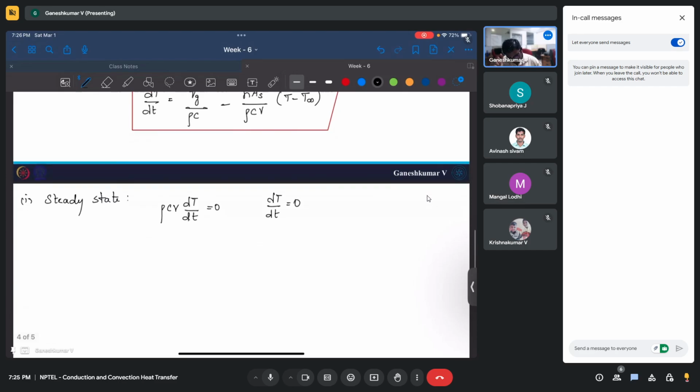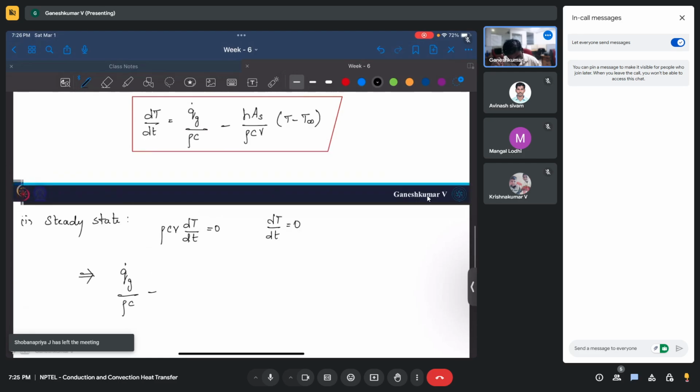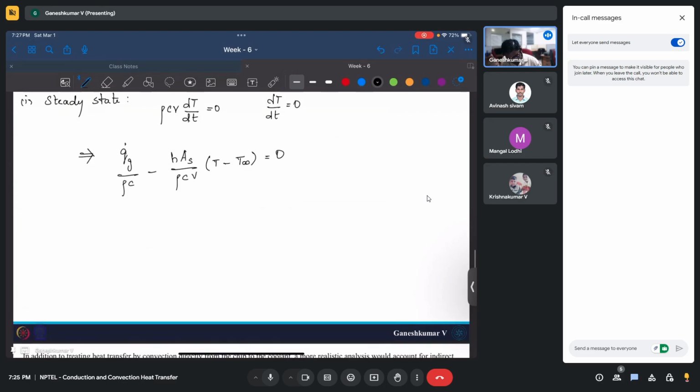There is no change. So the same equation will simplify to Q dot generation by rho C minus hAs by rho CV times T minus T infinity equal to 0. Okay, so this rho C is common, so you can simplify that too. It just becomes Q dot G is equal to hAs by V times T minus T infinity. So this becomes, we want temperature. So if you want to rewrite this, it becomes Q dot G V divided by h into As plus T infinity. That's all.